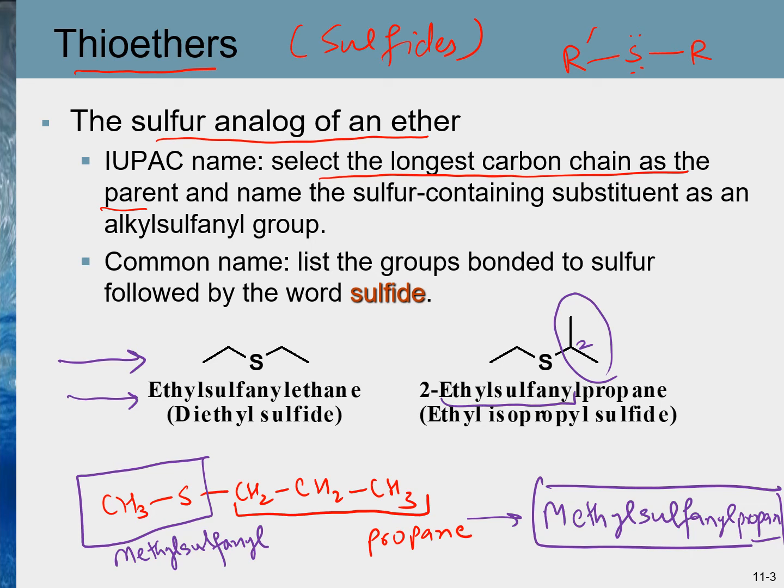To write the common name of these ethers, we list the alkyl groups bonded to sulfur and then follow with the word sulfide. For example, in this case, it is diethyl sulfide, and in this case, it is ethyl isopropyl sulfide. The alkyl groups are named alphabetically, so in the third example here, the common name will be methyl propyl sulfide.